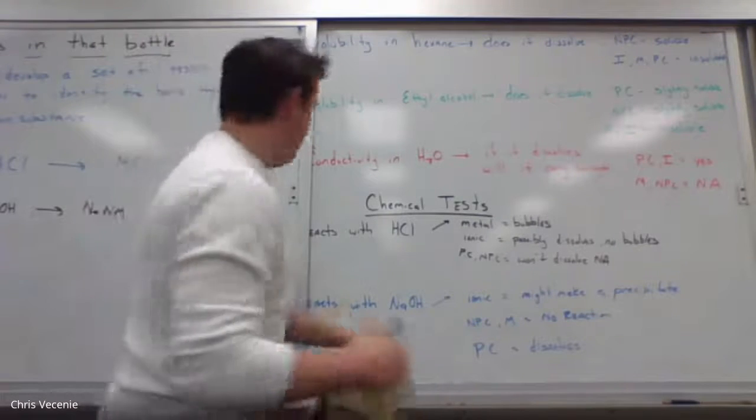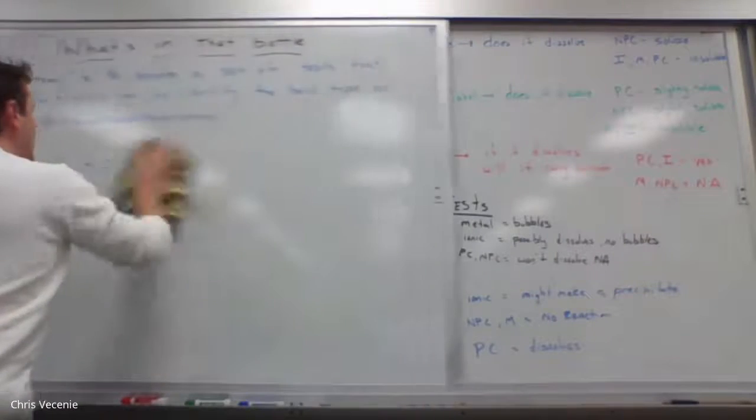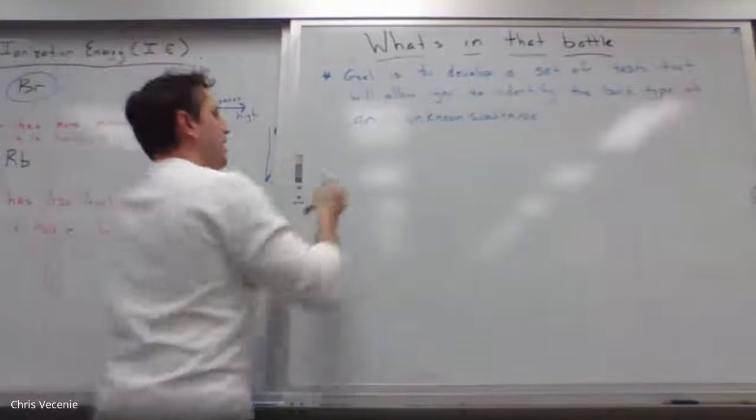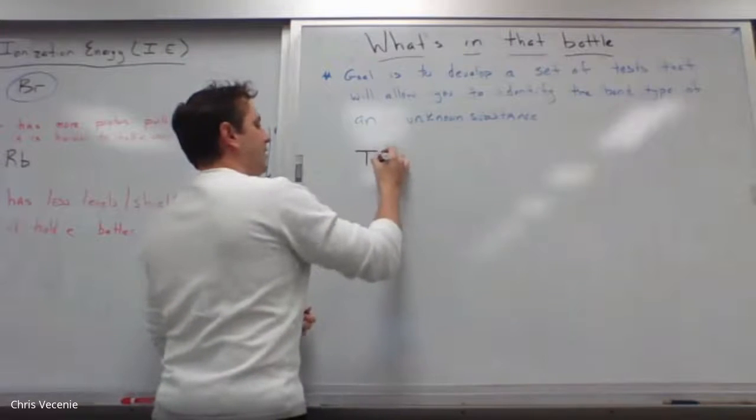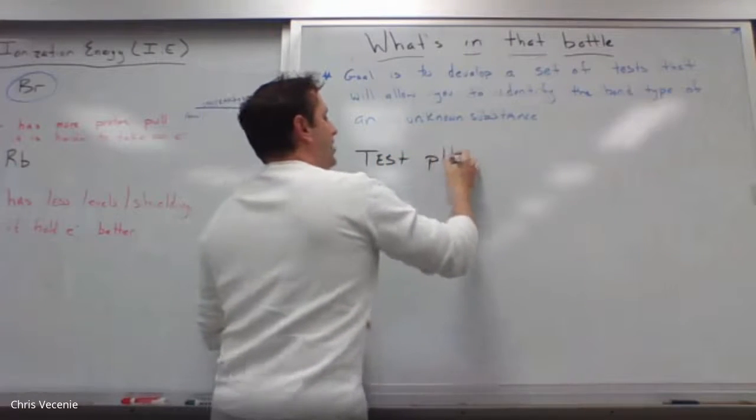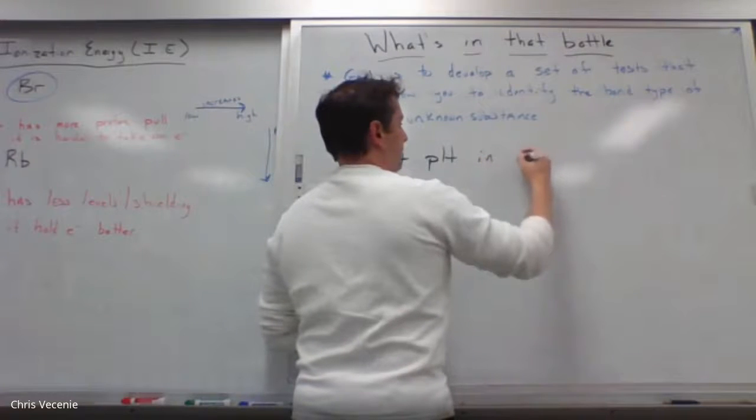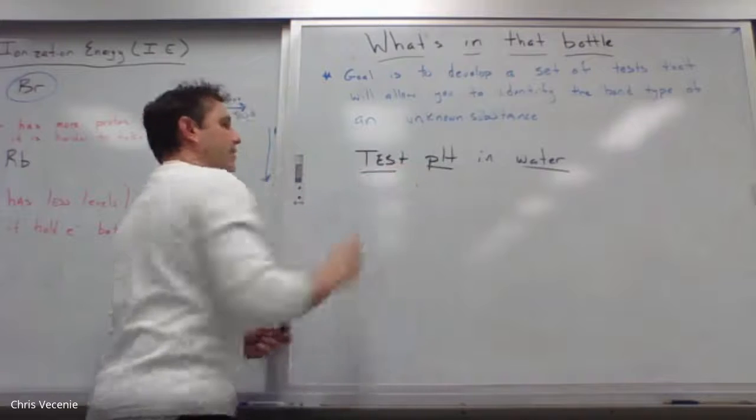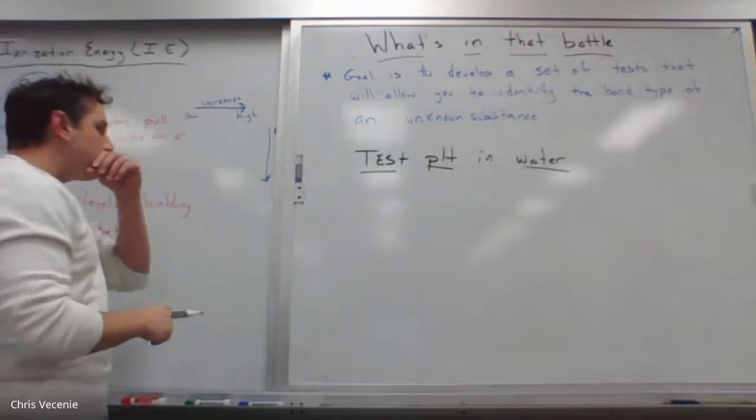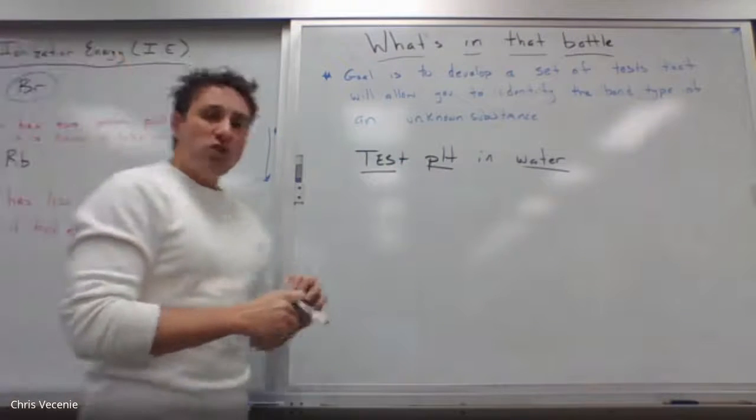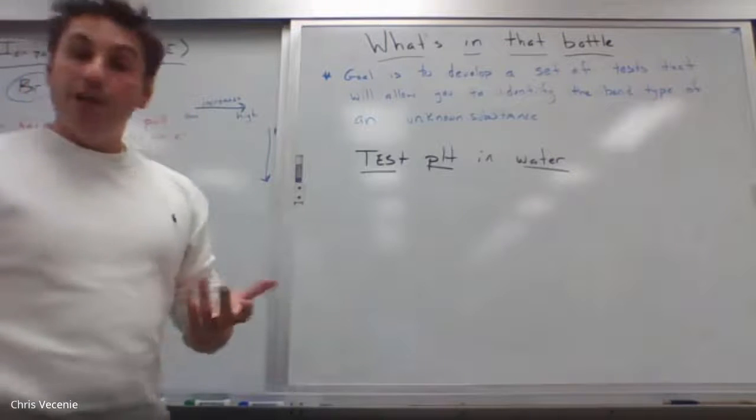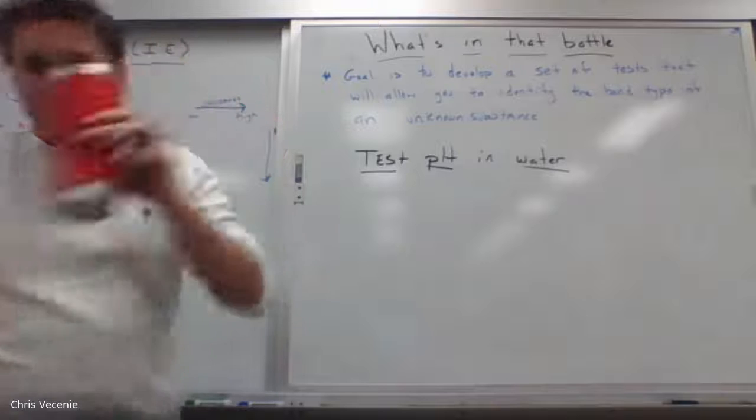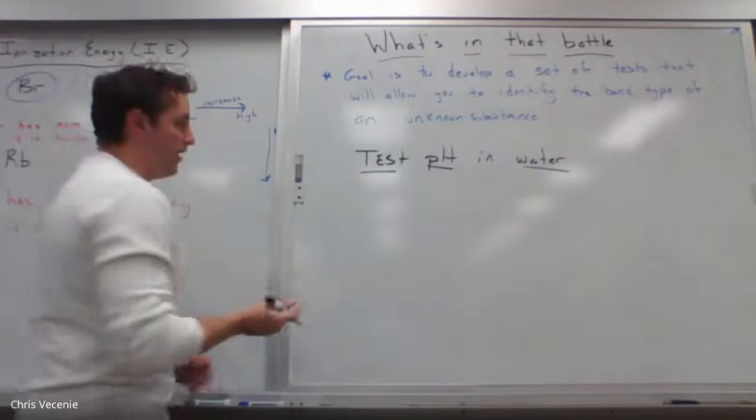All right, the last one is what happens if we react it with water. And what we'll do there is we will test the pH in water. And the reason we do that is if the pH changes, that is a sign of a chemical reaction. We've created a new substance that has acid or base characteristics.